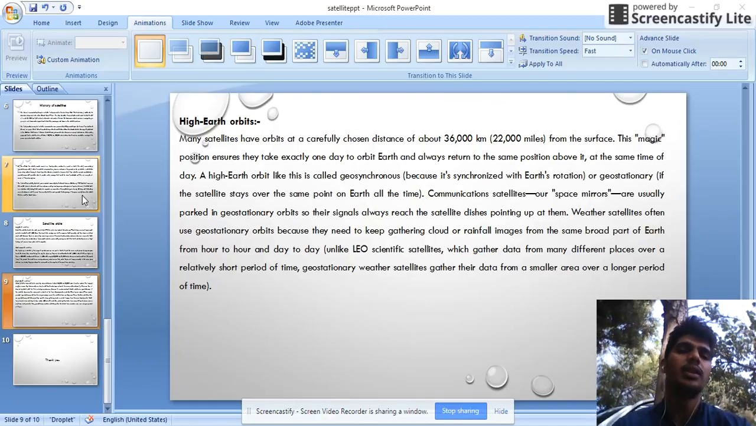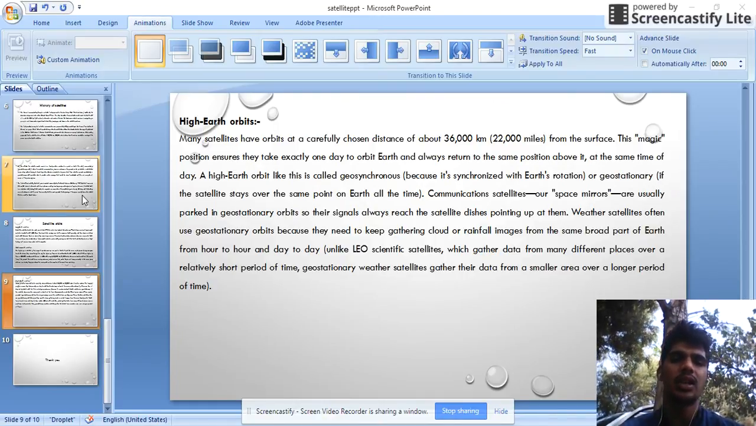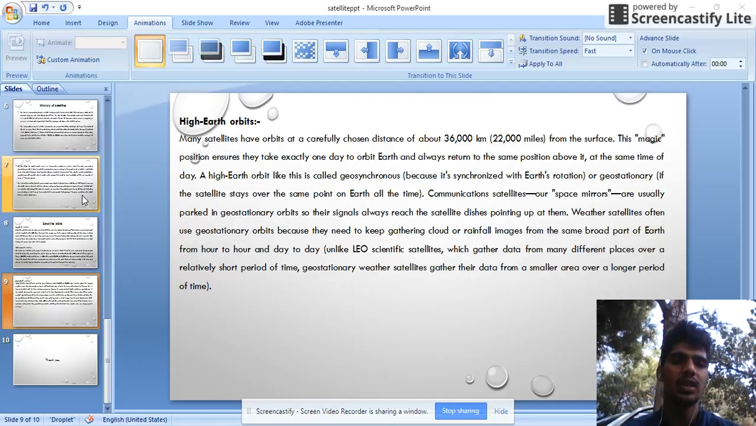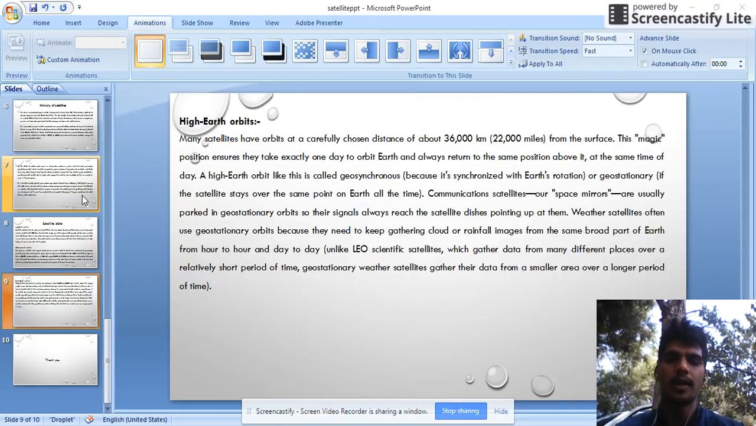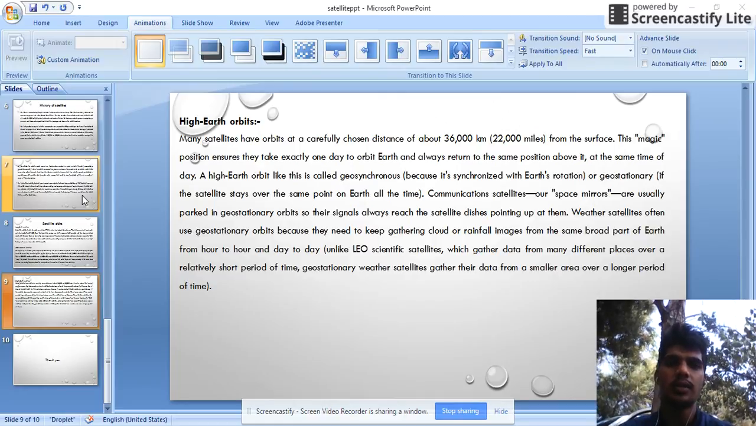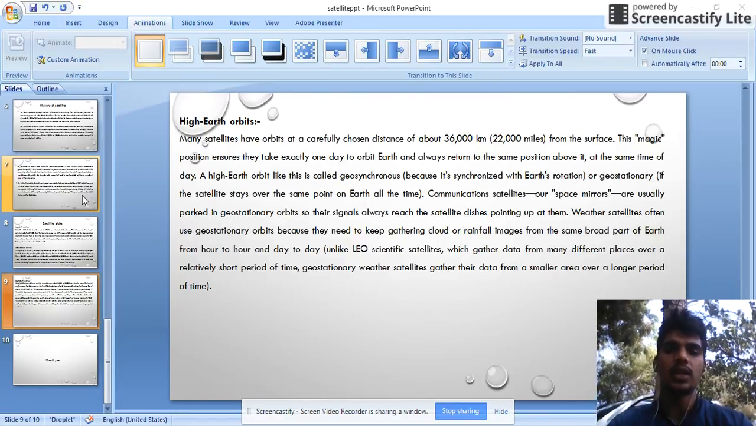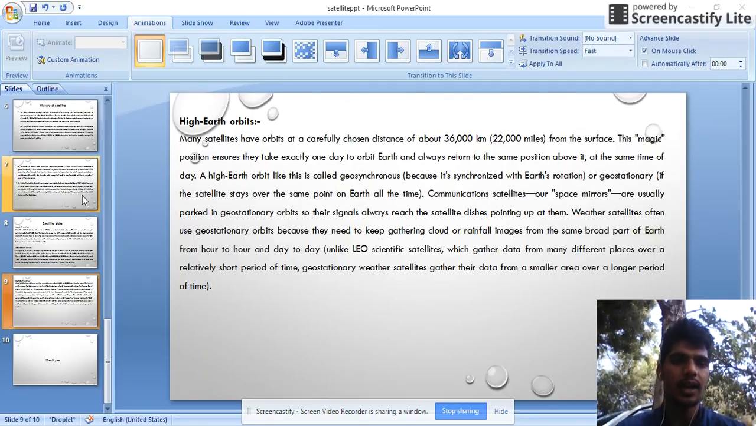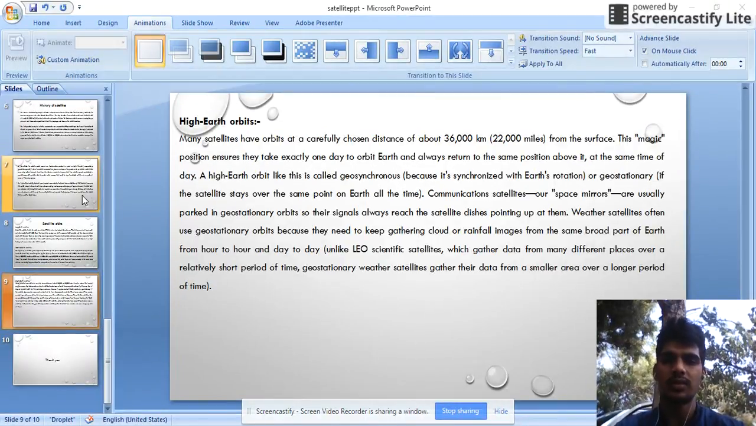Now, third is the high Earth orbit. Many satellites are carefully placed at a distance of about 36,000 km from the surface. This magic position ensures that they take exactly one day to orbit Earth and always return to the same position. From the Earth, at 36,000 km the satellite stays in place, moving along with the Earth. After one day, it completes one rotation and comes back to the same place. So this is called the geostationary satellite. A high Earth orbit like this is called geosynchronous or geostationary.